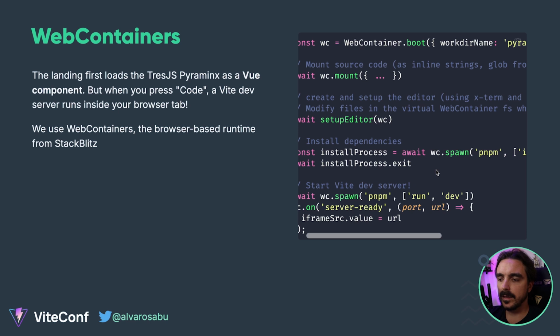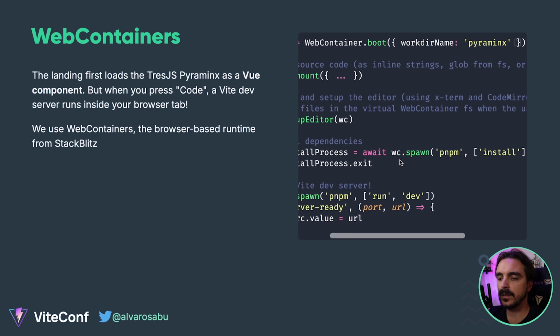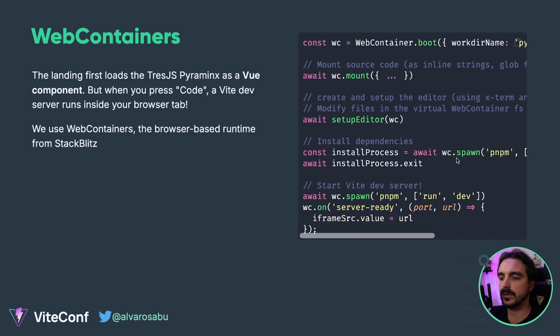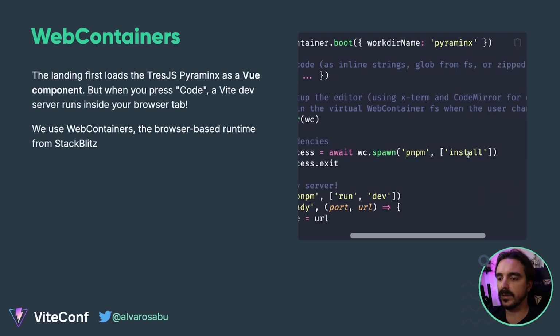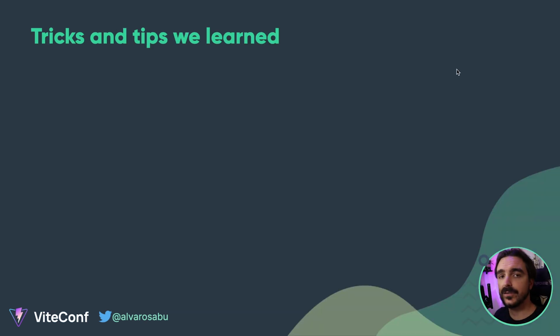Then we can install the dependencies. So we use one method of the WC, which is spawn, and then we are using pnpm as the package manager, and we are telling it, hey, install with this command. Then we're exiting the process, and then we just start the server. Okay. This is going to add the URL into the iframe where you see the pyramid moving around. Of course, there is more to it.